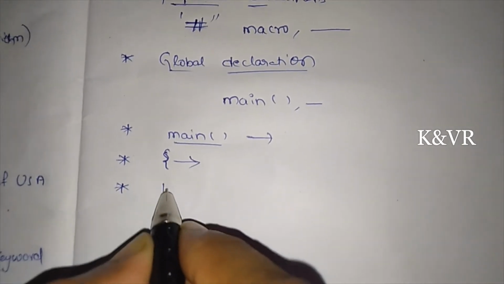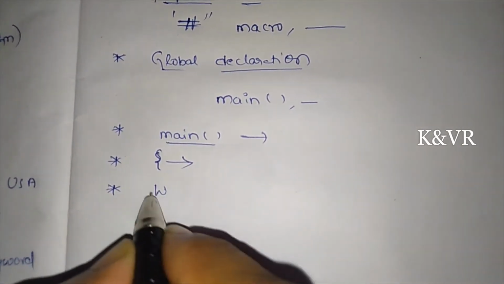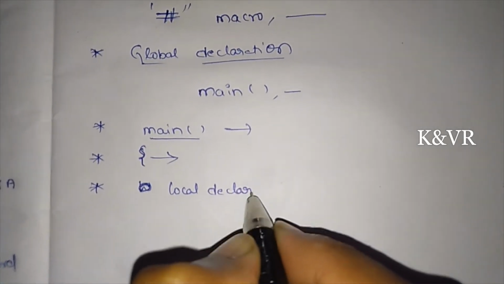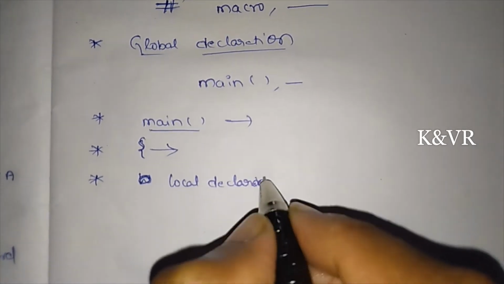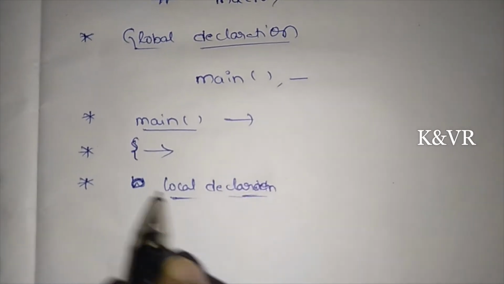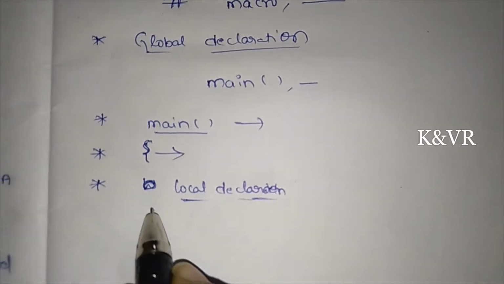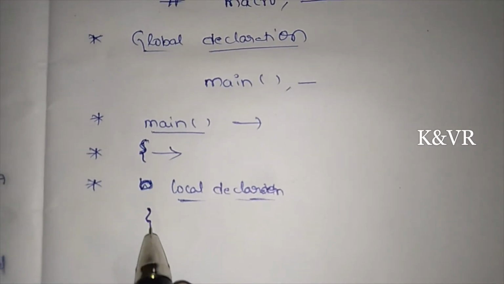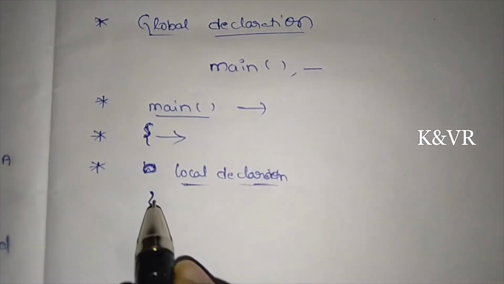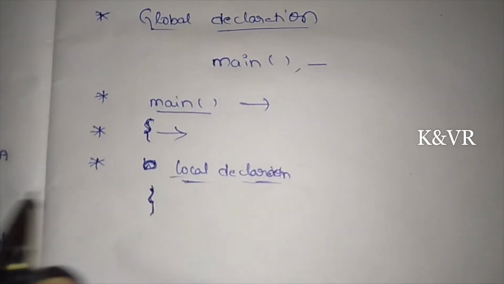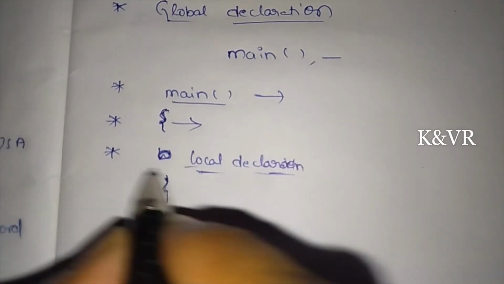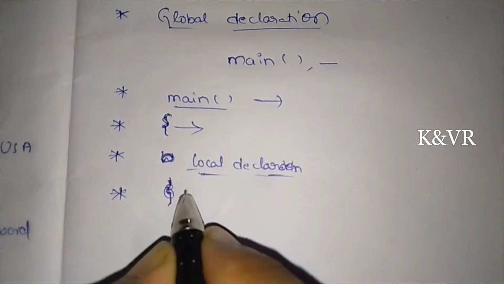Next one is writing the executable statements. Not the executable statements first, the local declaration. Local declaration means writing the variables within a block. Suppose this is the block. Then we declare some variables which we use only within this block. Those are called local variables, and we declare them in the local declaration section. And then writing the executable statements.